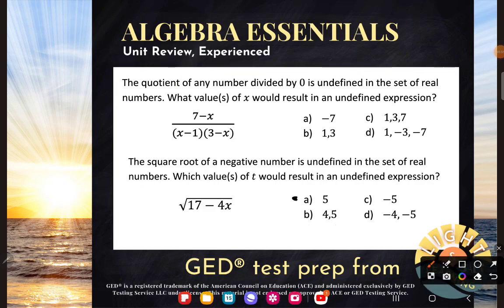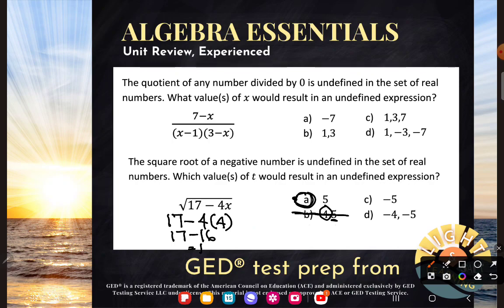So let's look at B. 17 minus 4. I already tried 5, so now I'm trying 4. So 4 times 4. 17 minus 4 times 4 is 16. 17 minus 16 is positive 1. I can totally take the square root of a positive number. This is not going to be undefined. B does not work. So I like A.